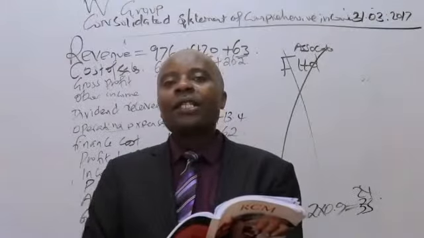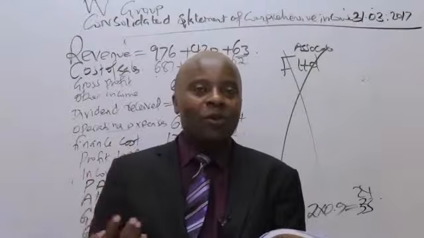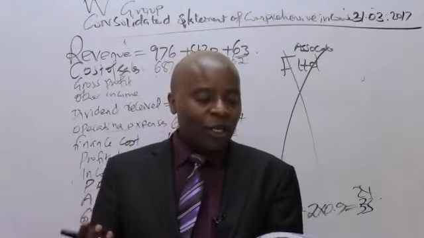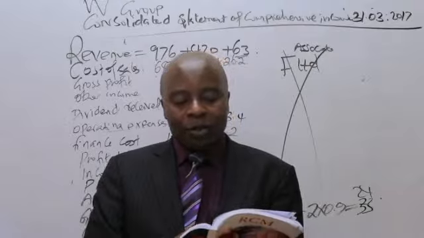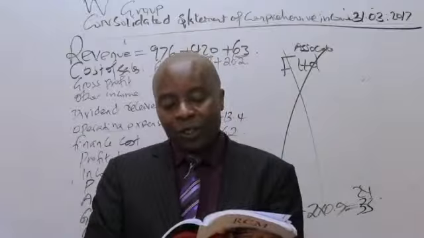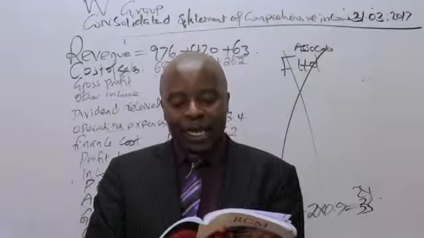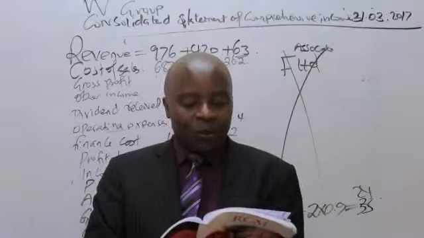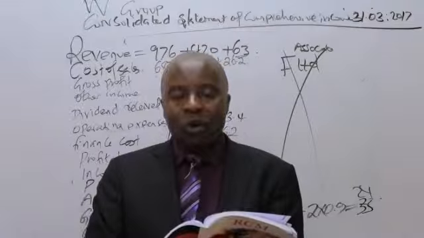The way I read this additional information, ladies and gentlemen, should be in a very fast way. I should be able to pick things because I know I'm a great scholar of group consolidation, so I know what goes where. So now we are told in note 1, W Limited bought a 60% holding in the equity of S Limited on 1st April 2016. The purchase consideration was agreed at 900, of which 600 million was paid in cash. The balance was satisfied by immediate issue of a 5% bond at par.